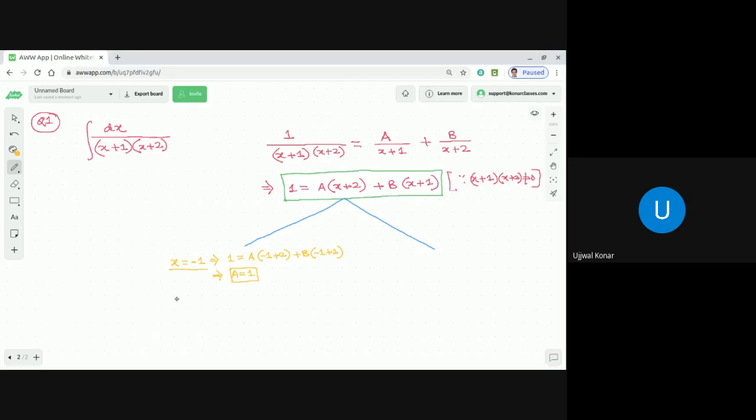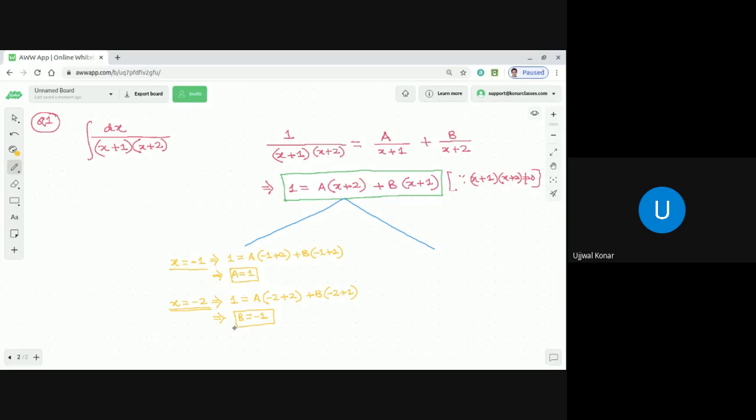Now, we apply a different value of x to find the value of the other constant, that is capital B. The right value to apply for x is -2. This implies left hand side is 1, right hand side is A into (-2 plus 2) plus B into (-2 plus 1). So if you simplify, you will get B is equal to -1.